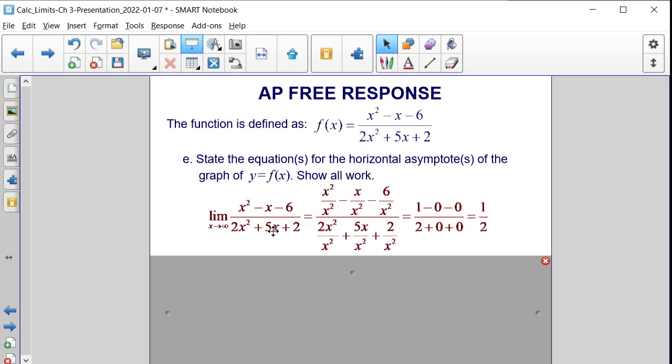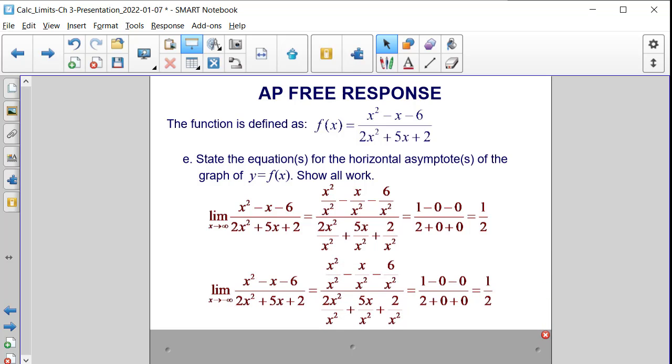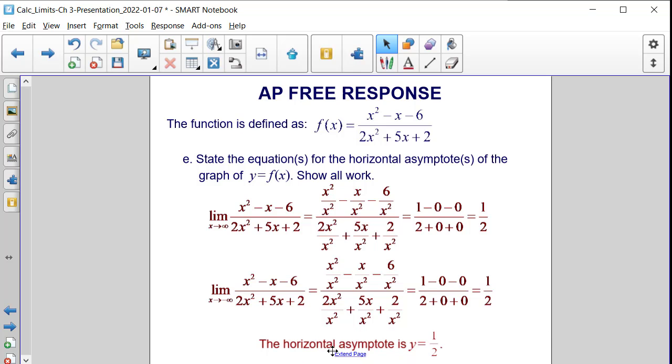Let's see what happens when we approach negative infinity. Do we get the same thing, or do we get something different? So again, we divide all of our terms by x squared. And when we do that, we will get 1 minus 0 over 2 plus 0 plus 0. And we would get y equals 1/2 as that horizontal asymptote again. So therefore, we only have one horizontal asymptote at y equals positive 1/2.